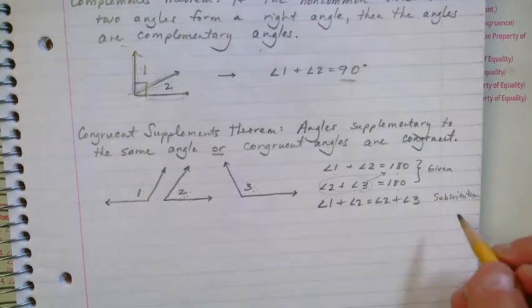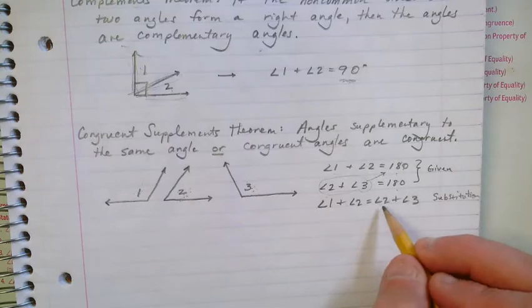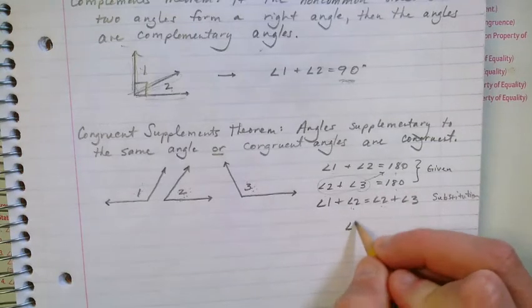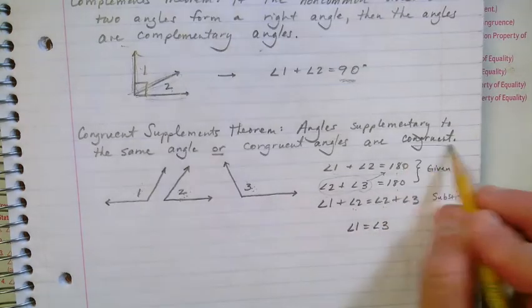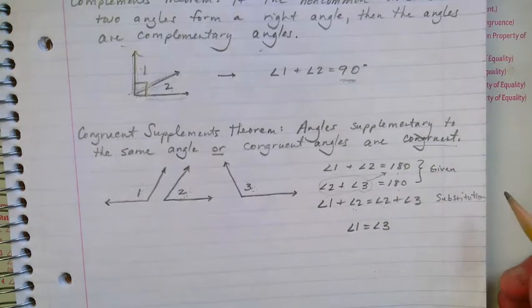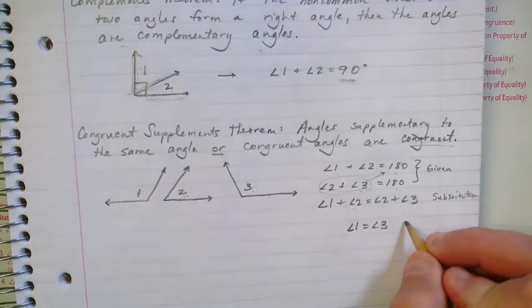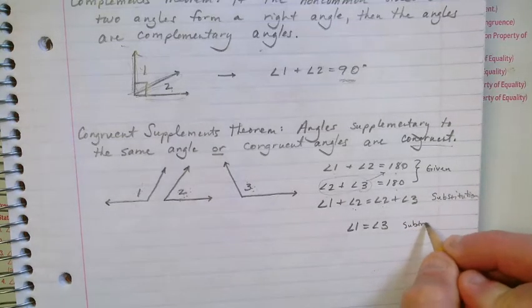Or substitution property, either way. Now from there, if I subtract angle 2 from both sides, what we then know is that angle 1 and angle 3 are the same measure, or they are congruent. Okay? And what am I doing there? This would be the subtraction property of equality.